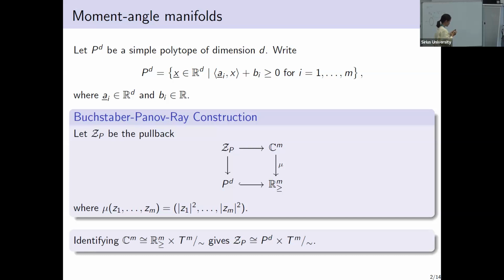Using this identification, we can write that the moment angle manifold is P^D times T^m modulo tilde, just restricting R^m to P^D. So that's how we think of the moment angle manifold as a quotient space given by the product of P and T^m.